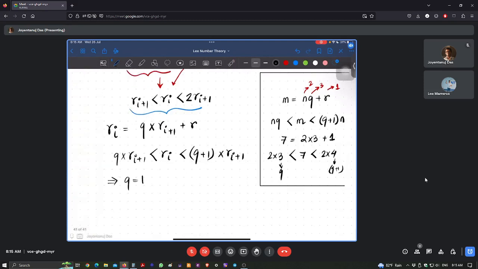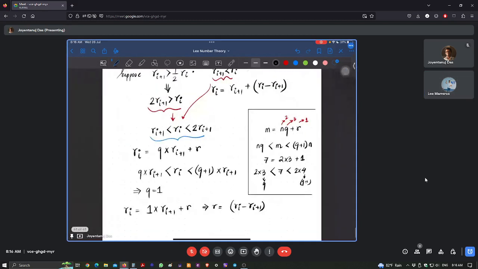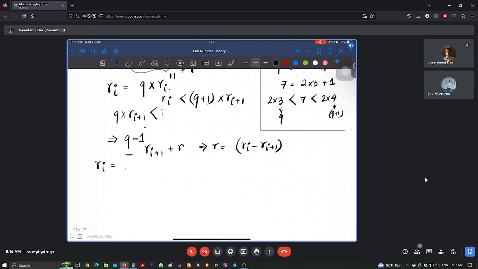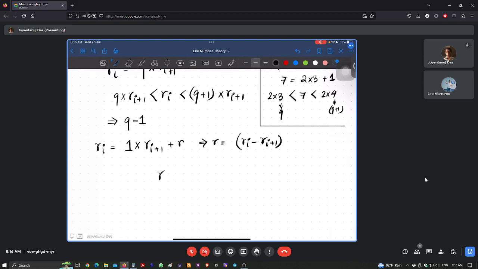So if Q is 1, then what is our remainder? Then I have Ri equals 1 times Ri plus 1, plus this remainder. So our remainder is nothing but Ri minus Ri plus 1. This is what I wrote here. So this is our expression: Ri equals 1 times Ri plus 1 plus this remainder.